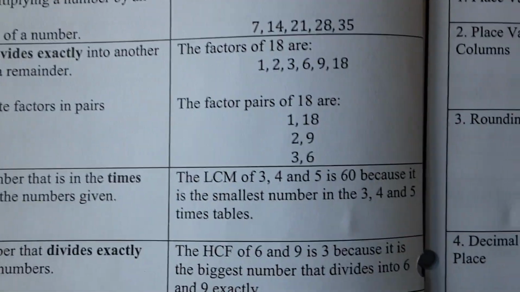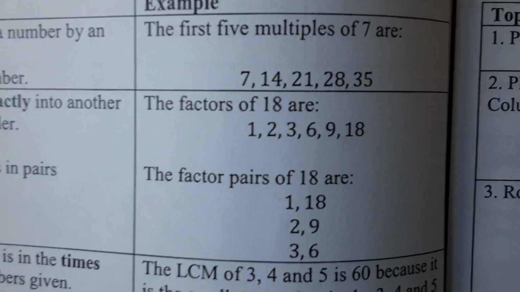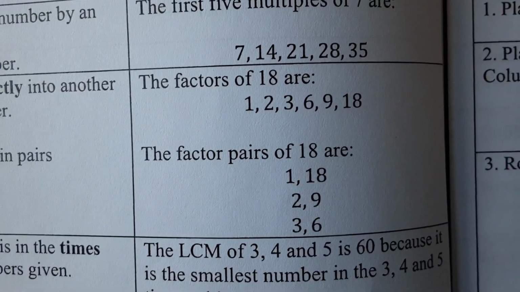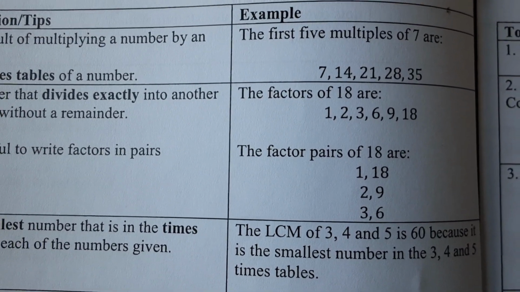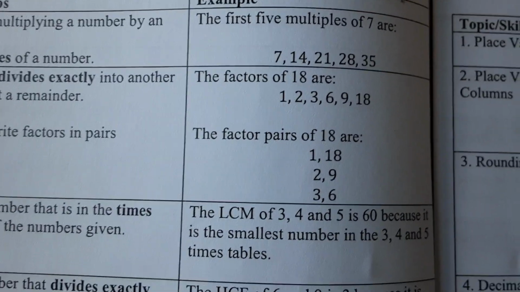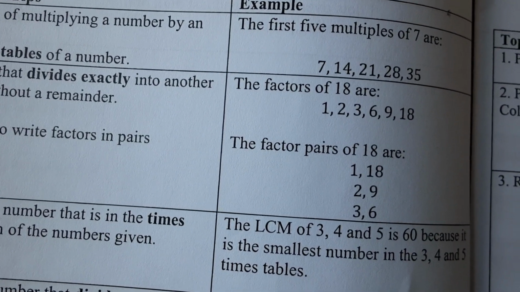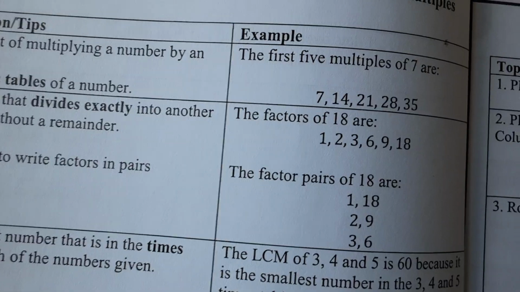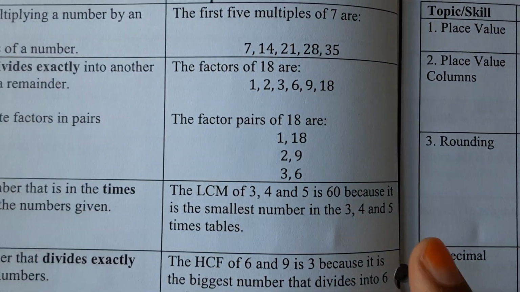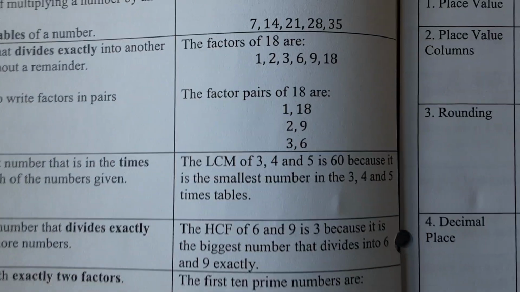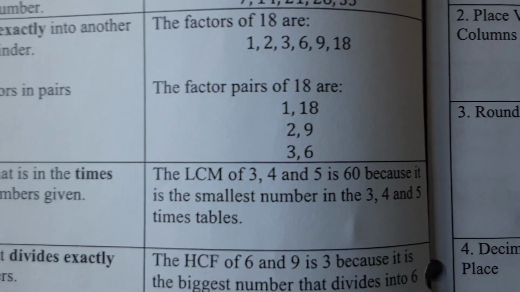Now, what do I mean by the factors of 18? These are all of the numbers that go exactly into 18. For example, 1 times 18 equals 18, 2 times 9 equals 18, 3 times 6 equals 18, 6 times 3 equals 18, 9 times 2 equals 18, and 18 times 1 equals 18. They exactly go into 18. That's what it means. And the factor pairs: why do people say it's useful to write factors in pairs? The factor pairs of 18 are 1, 18, 2, 9, 3, 6.